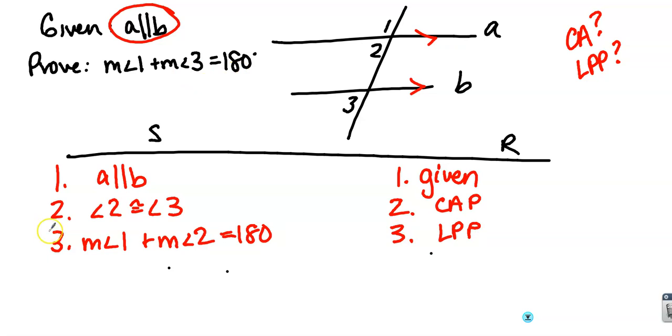So now what can I do? Remember, guys, this is where I want to go. I want angle 1 plus 3 to be 180. Right now I'm here. Hopefully you saw line 2. Line 2 says I can replace 2 with a 3. So I can say measure of angle 1 plus measure of angle 3 is 180. And that would just be substitution.